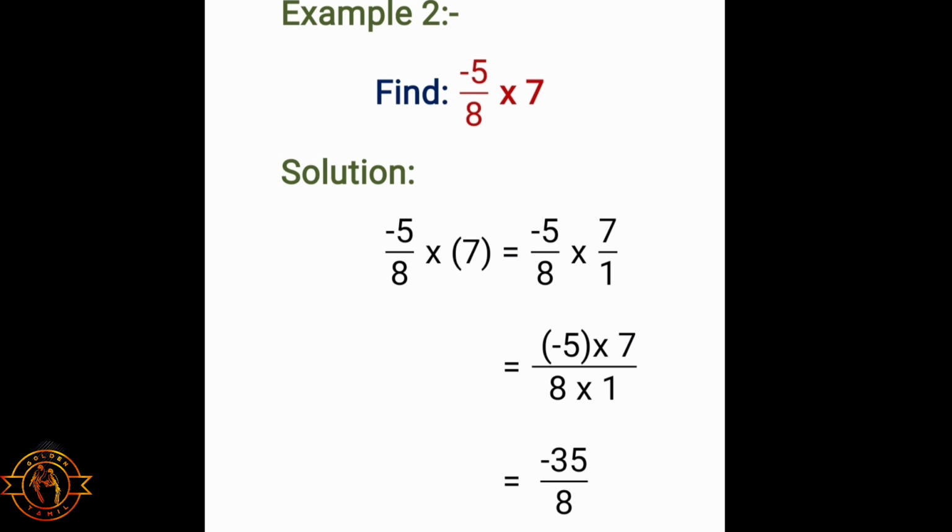8 and 1. First, we have to multiply the numerators, minus 5 into 7, and then we have to multiply the denominators, 8 into 1. What do we get when we multiply minus 5 and 7? Yeah, it's minus 35. And what do we get when we multiply 8 and 1? Yes, it's 8. What is the final answer now? Minus 35 by 8. I hope you have understood how to multiply two rational numbers.